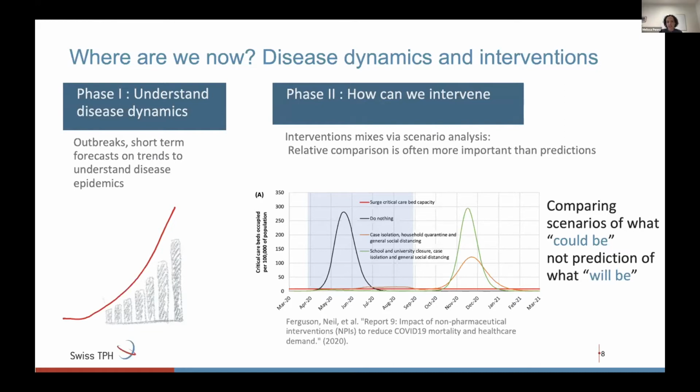And modeling here, how it has been used, is to provide some predictions, or what we call scenarios, of what could be. So we can compare scenarios of these interventions, for instance, of school closure compared to doing nothing, and so on. These are not predictions of what the future will be, they're predictions of what could be, so we can balance these factors, the differences between these interventions.